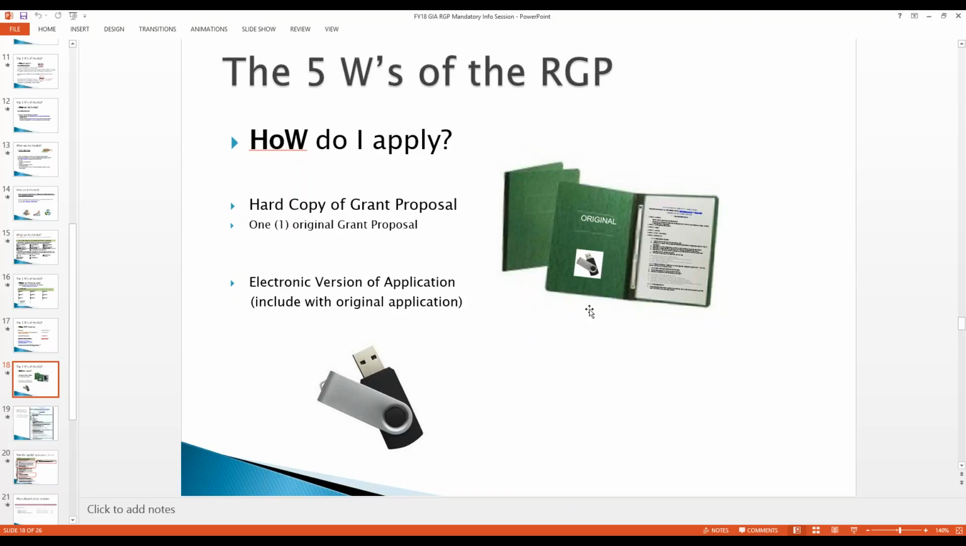So now let's take a look at the hard copy first, how it should look. For this, I will turn to page 8 of the RGP instructions.